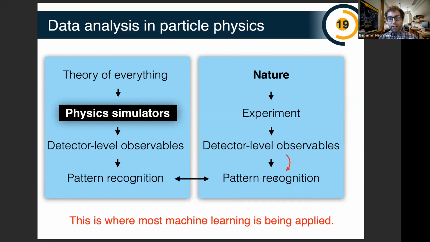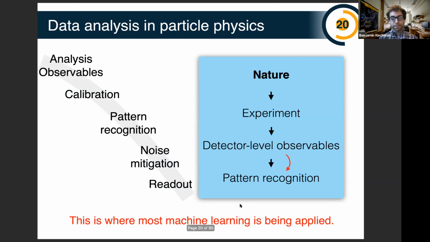Let me start over here with detector-level observables and pattern recognition. This is the place where most of the machine learning has been applied so far, basically using machine learning classifiers to enhance our sensitivity to various kinds of new physics. And then I'll talk about some of the other areas that we've been exploring broadly for the last years.